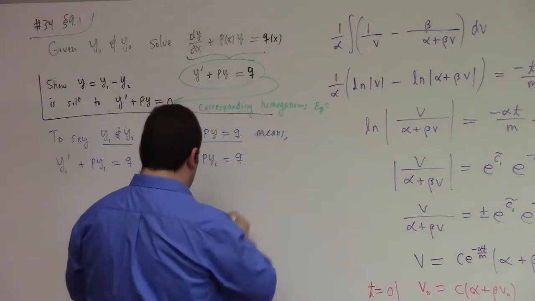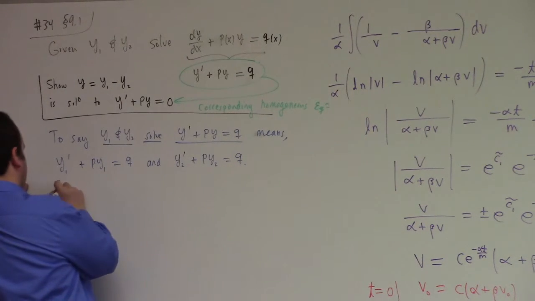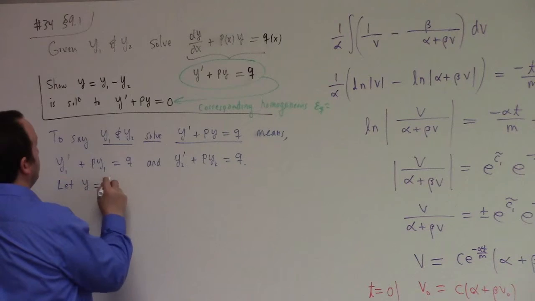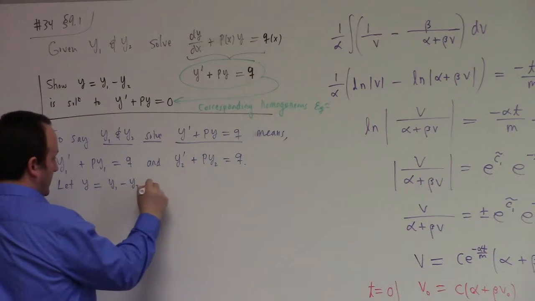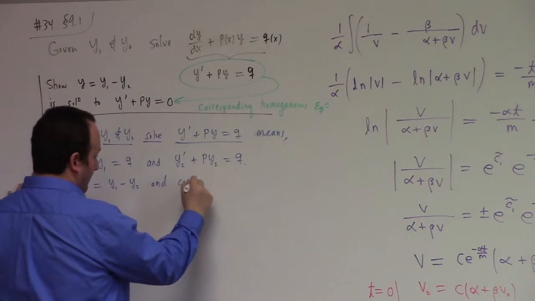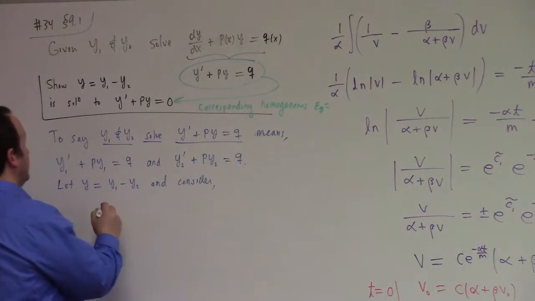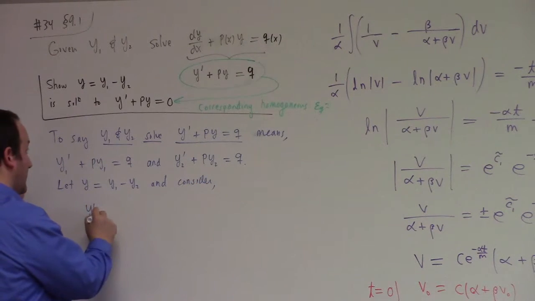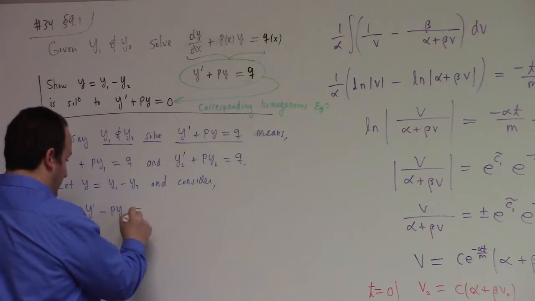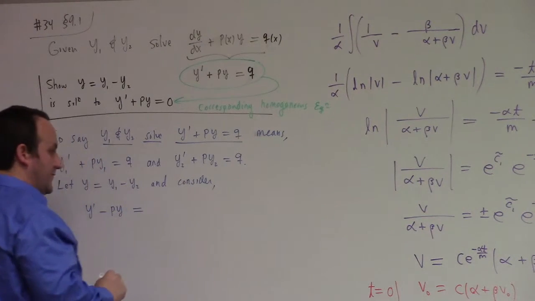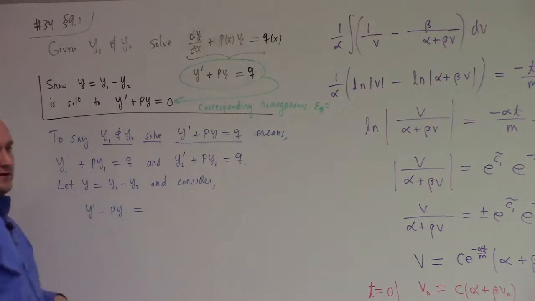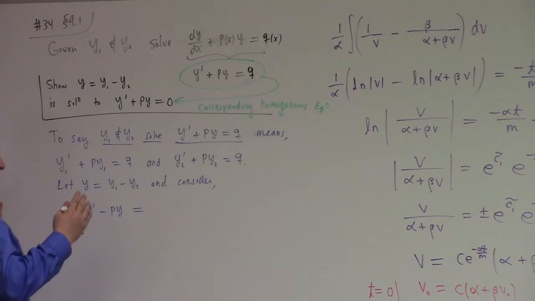So our next step is what? Let y equal y1 minus y2, and consider, what are we going to consider? We're going to consider y prime plus py, right? Now, some of you have been incorrectly taught you put equals 0 here, and then you work down steps and you get 0 equals 0, and you're like, yay, 0 equals 0. This is nonsense. This is incorrect. This is not a proof. This is not a way we communicate mathematics.